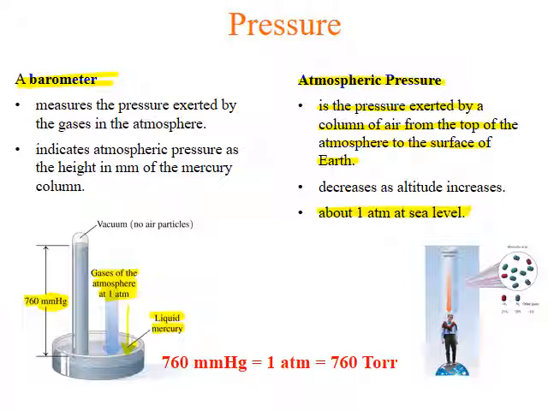So a barometer is basically a device that can be used to measure the pressure exerted by gases in the atmosphere, and it indicates the atmospheric pressure as the height in millimeters of mercury column.